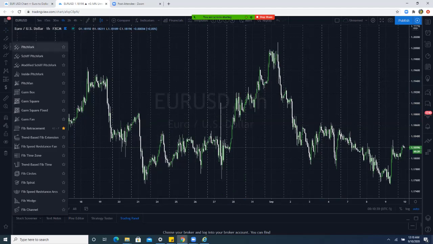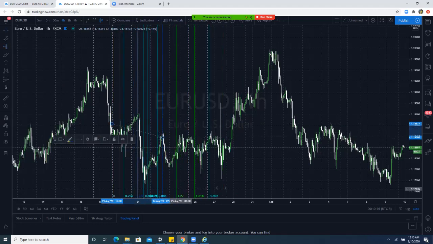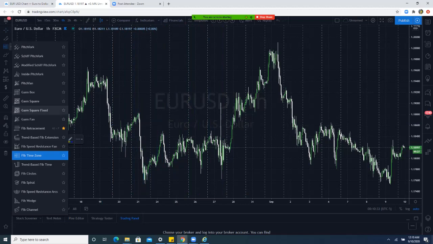So you see your pitchforks are here, your Fibonacci is here, your Fibonacci time zone, where you can drag and drop. Fibonacci time zone is pretty advanced, but there are different things that you can use to actually trade the market. If you want to favorite it, you would just click on the star and you would be able to see a favorites bar come up.